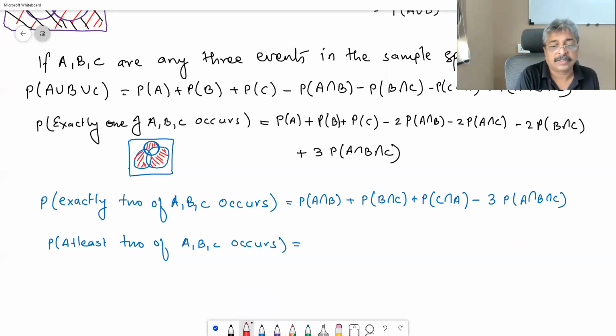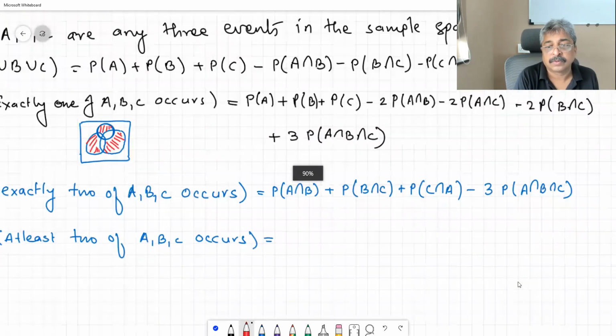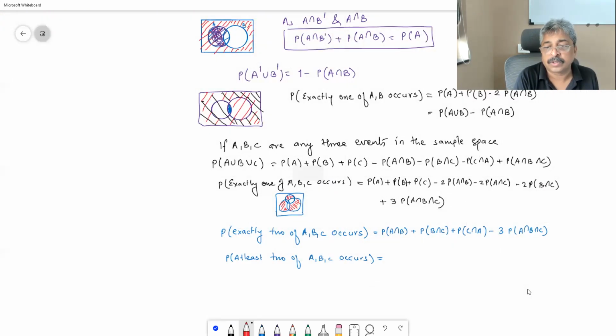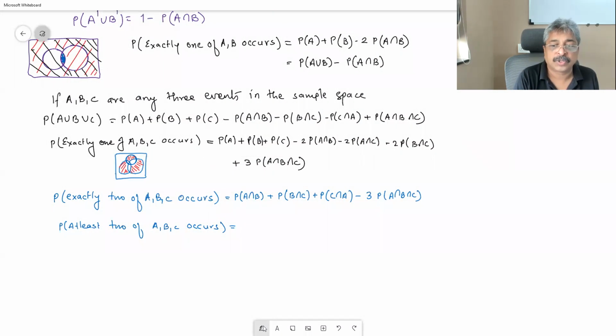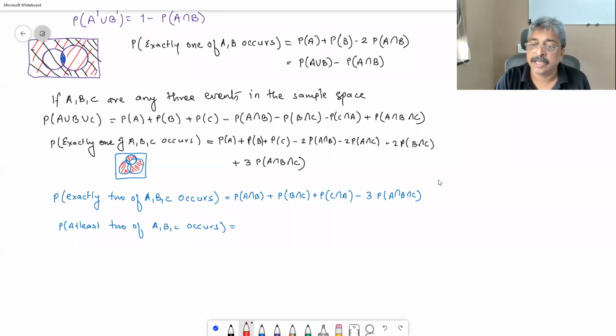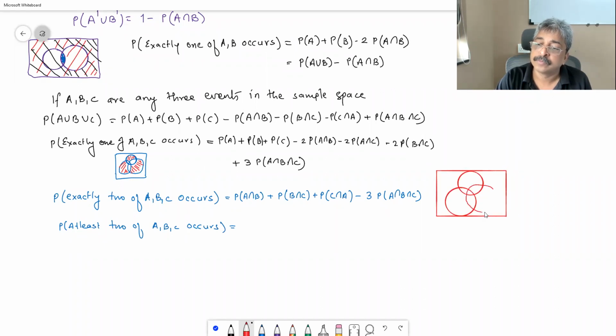For the second, let me draw a diagram. What is exactly asked? If there are 3 circles, then you are required to show this one, and this one.